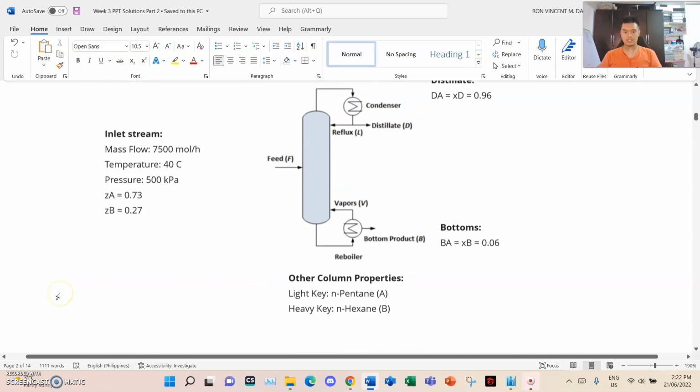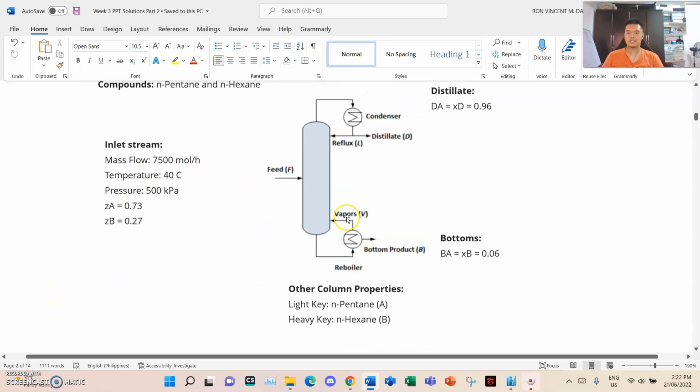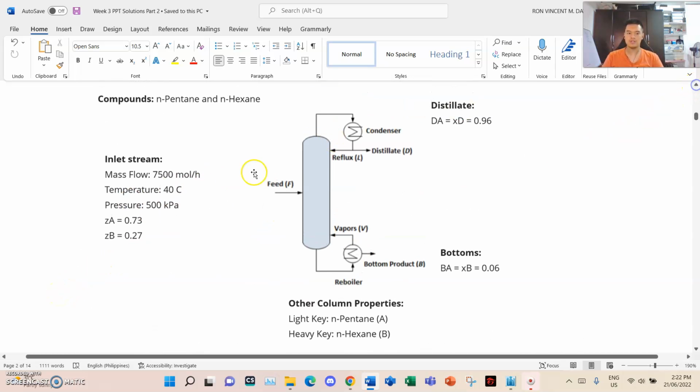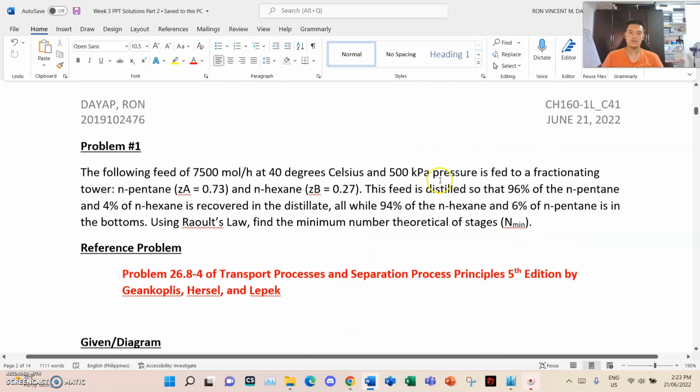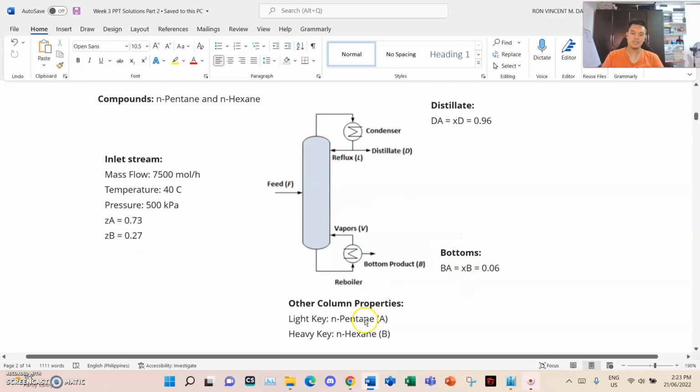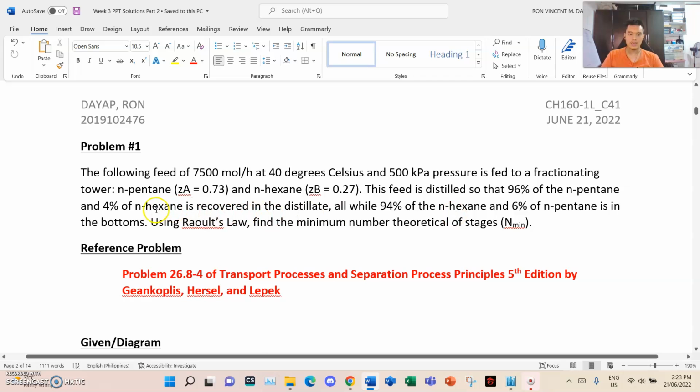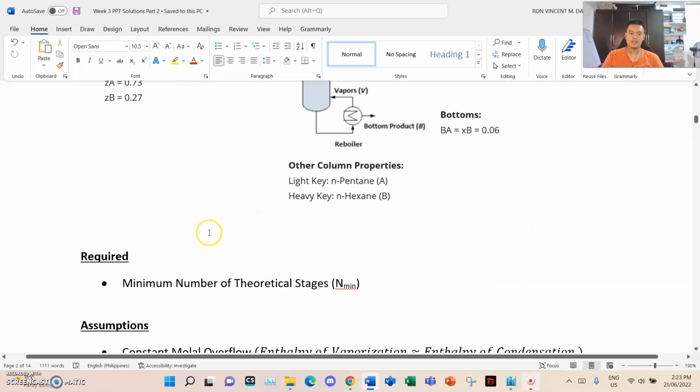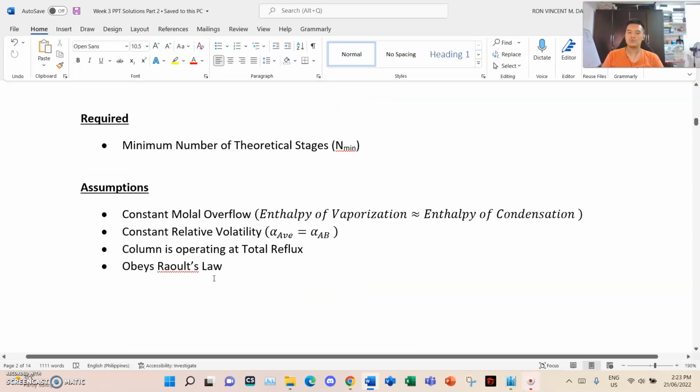So this is the given diagram of the respective problem. As you can see, the feed and the outlet properties. The light key is the pentane, since it is the majority in the distillate, and the heavy key is the majority of the bottoms, which is the hexane. Okay, then the required is the minimum number of theoretical stages, and we need to use the following.